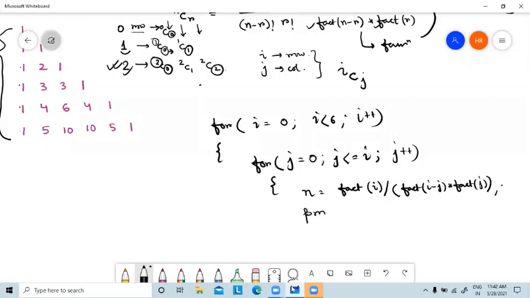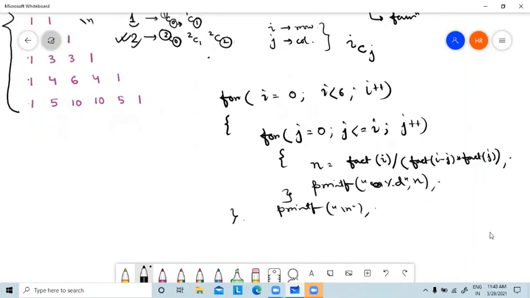After getting the value of n, we are going to print the value, sorry, percent d, value of n. Okay, after printing it in one particular row, one new line is there, invisible new line is there. So printf new line, done. So this is the skeleton of your Pascal triangle.